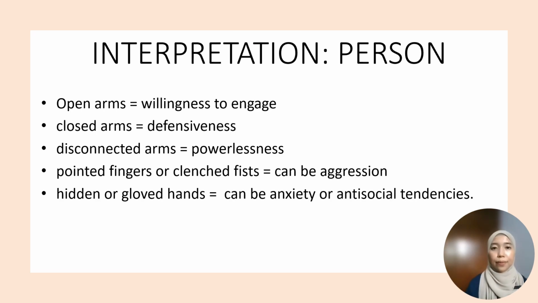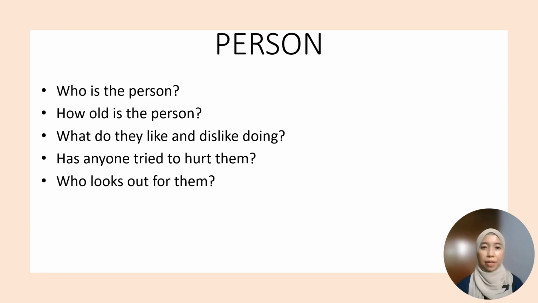And then the third one, the interpretation of the person. For example, drawing with open arms means willingness to engage, and vice versa. So these are the follow-up questions for the person. For example, who is the person, how old is the person, and so on.